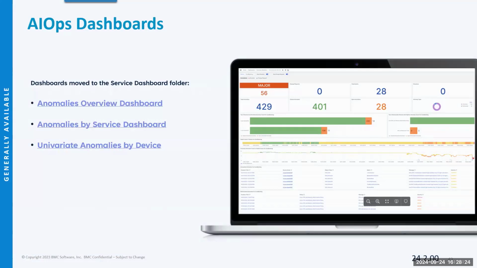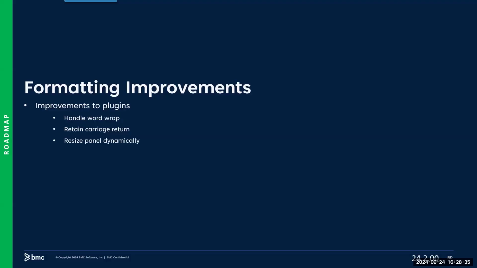We have delivered a few dashboards in AIOps: anomalies overview, anomalies by service, and univariate anomalies by device. Formatting improvements, so being able to handle things like word wrap or carriage return. All of these are roadmap items in the next few releases.